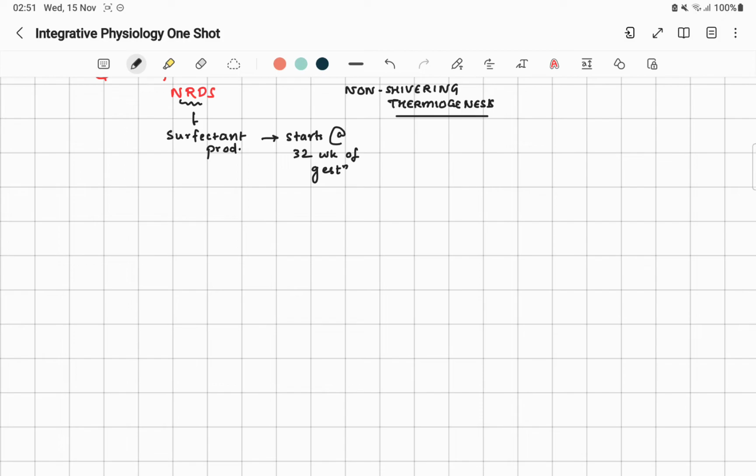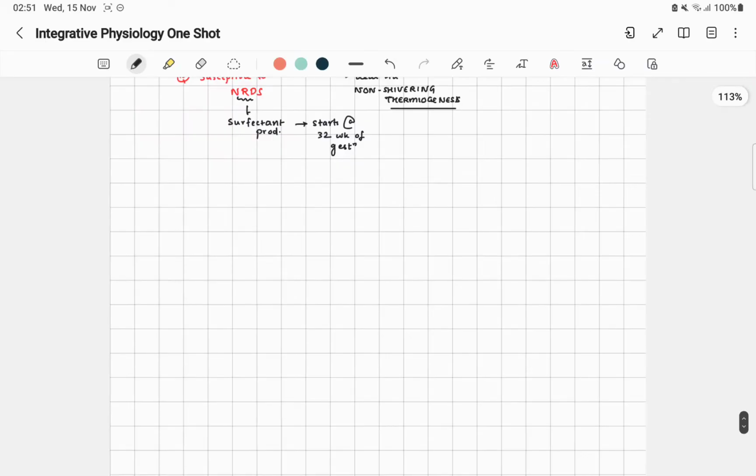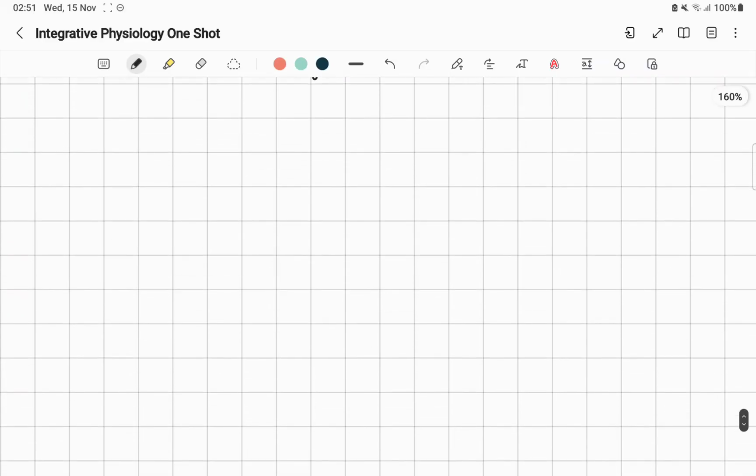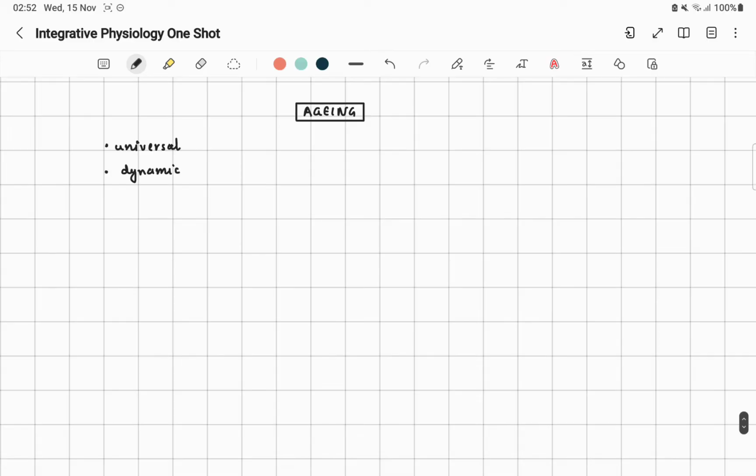So after the physiology of neonates, let's discuss the physiology of aging. What is the physiology of aging? Aging is a universal dynamic process. It is not possible that you won't age. It is a dynamic process of time-related deterioration. The functions of the body start deteriorating, and the timing at which aging starts may vary depending on various factors.